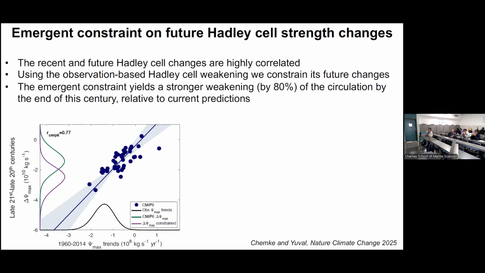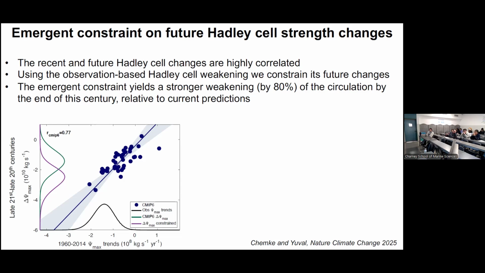It suggests a larger weakening, 80% larger, relative to the current prediction. So the current prediction would be the green PDF, but the emergent constraint actually suggests a larger weakening of the flow. That would be the purple PDF. So we expect a larger weakening of the circulation relative to current predictions by the end of the century.